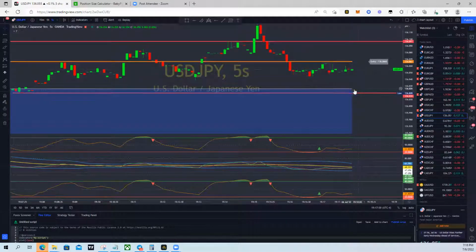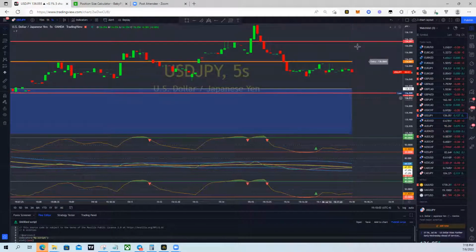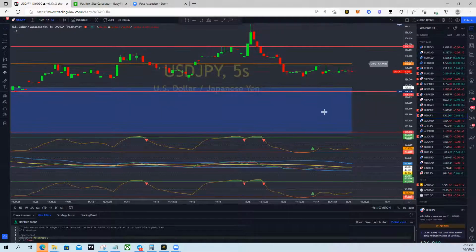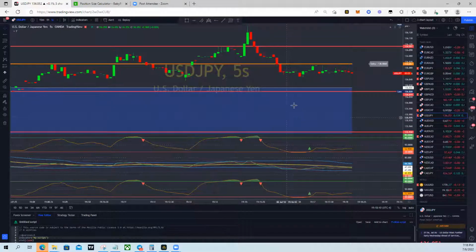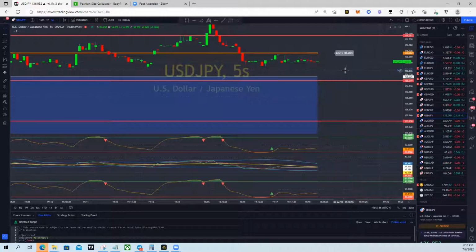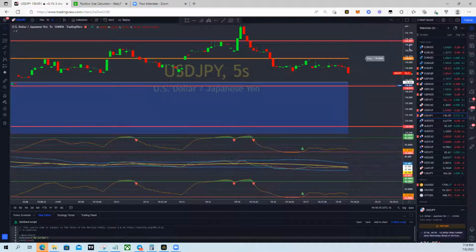I would like to catch it down here somewhere, but sometimes it might not even come back to your zone to give you an entry. You done missed your boat. The train's done left the station, and if you're waiting for it to come back, you might miss the entire trade, right? So you just got to get in where you fit in. But that's where you utilize your market structure and find areas to get into the market.